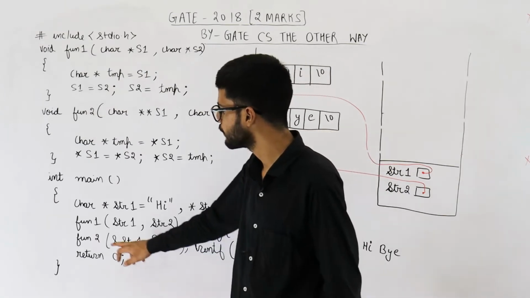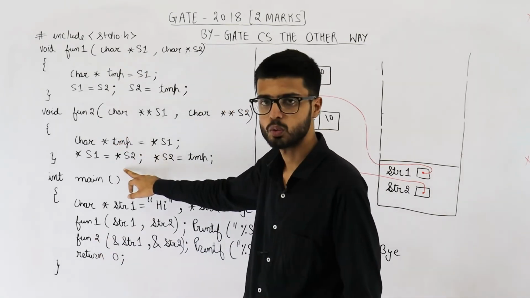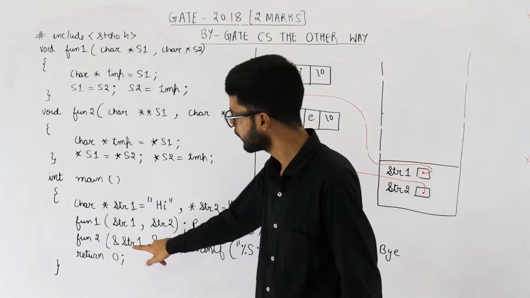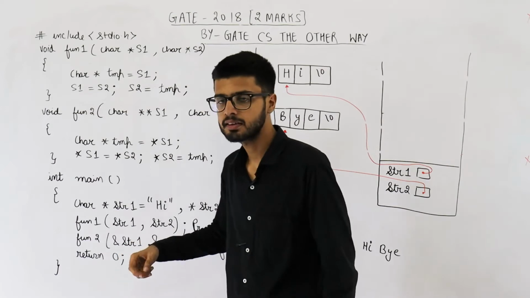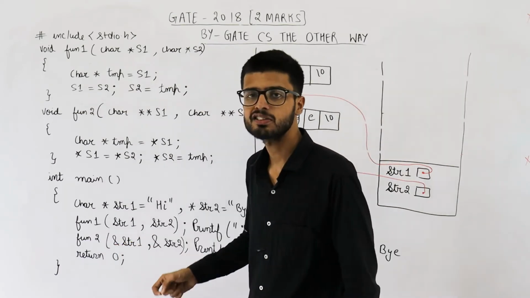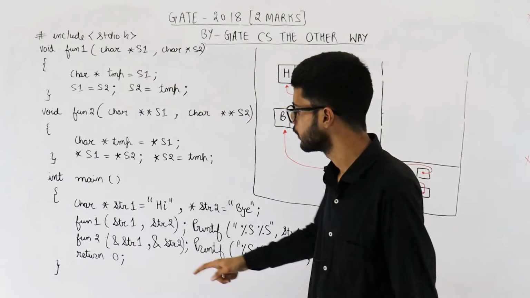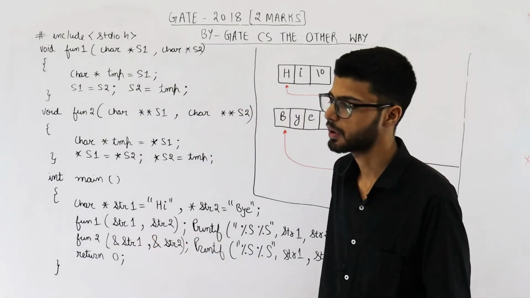Now the next line is a function call to a function named fun2. This is function fun2. To this function, you are passing &str1 and &str2. Here & is the address of operator. So this symbol, the ampersand symbol, is called the address of operator. The address of str1 and the address of str2 are passed.